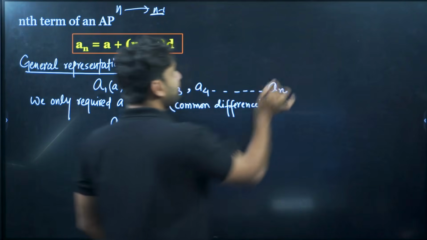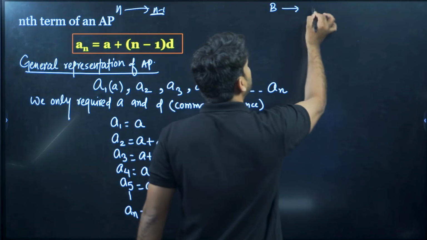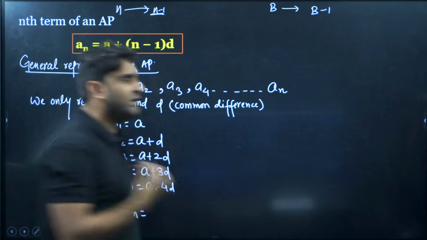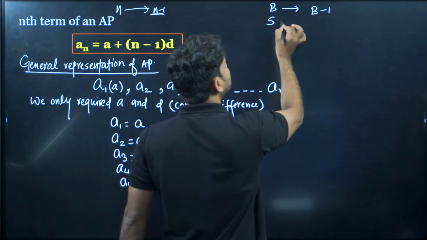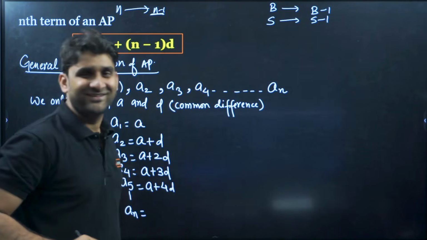If I have Bangalore, capital B, what will be 1 less of Bangalore? We can write B minus 1. For example, my name is Sonu. Sonu is S. And what will be 1 less of Sonu? S minus 1. Clear, everyone?